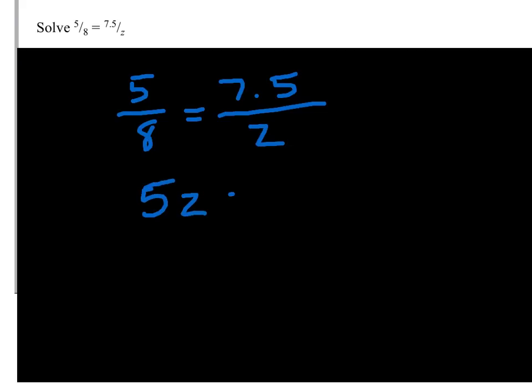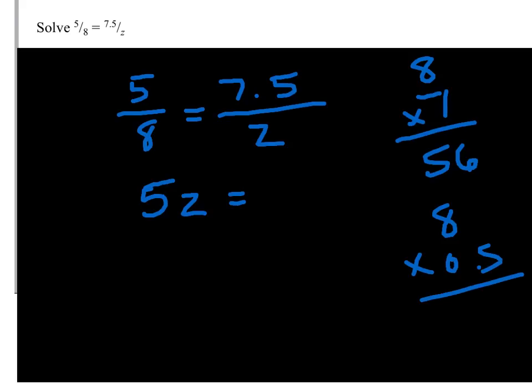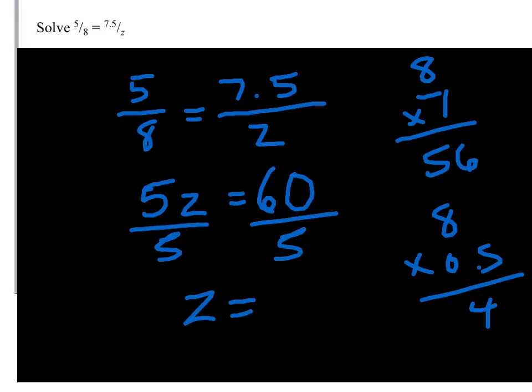Now for this example, you really do need to cross multiply. So let's rewrite it. 5/8 equals 7.5 over z. So 5 times z is 5z. And 8 times 7.5, let's see, I know 8 times 7 is 56. And half of 8 is 4. So 8 times 7.5 would be 60. Next step would be divide both sides by 5. So z will equal 12.